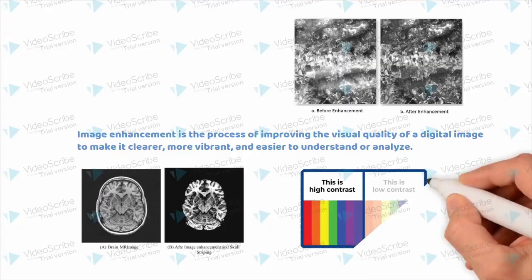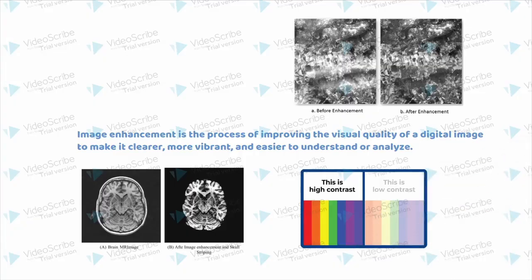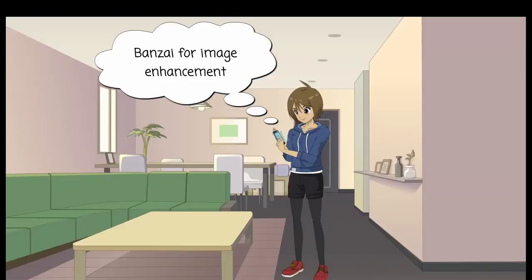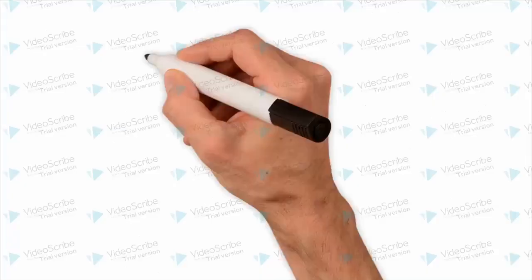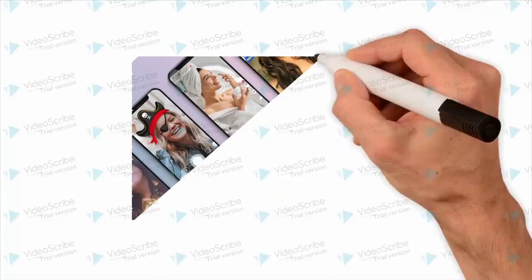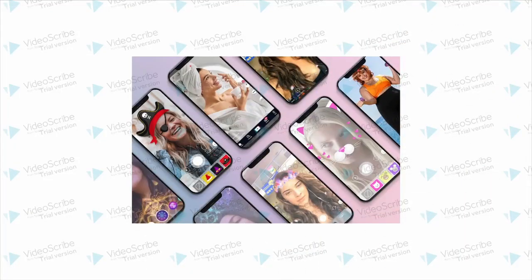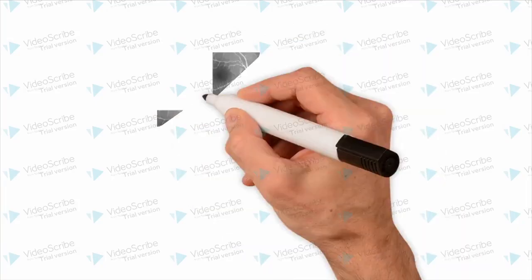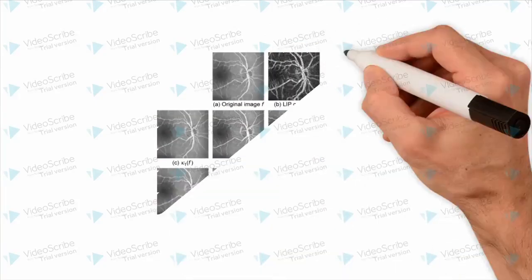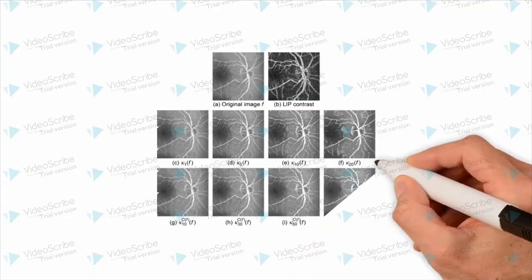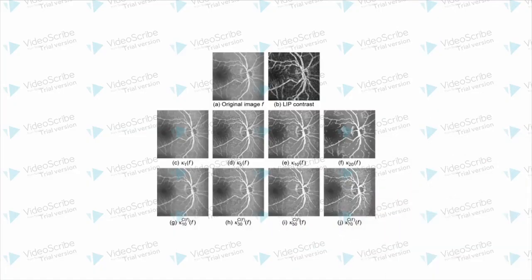Think of it like editing a photo on your phone or computer to make it look nicer before sharing it with others. You might adjust the brightness and contrast to make the image clearer, tweak the colors to make them more vibrant, or sharpen the details to make the image appear sharper. The enhancement doesn't increase the inherent information content of the data, but it increases the dynamic range of the chosen features so that they can be detected easily.